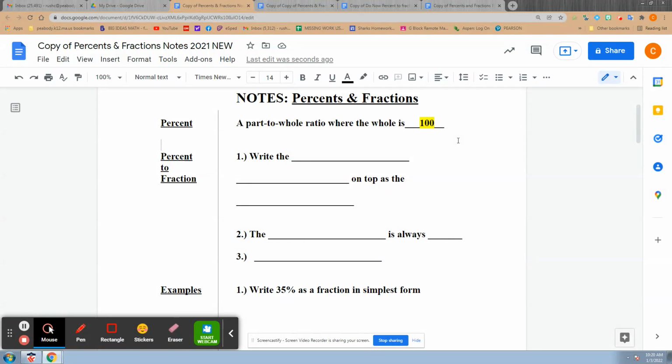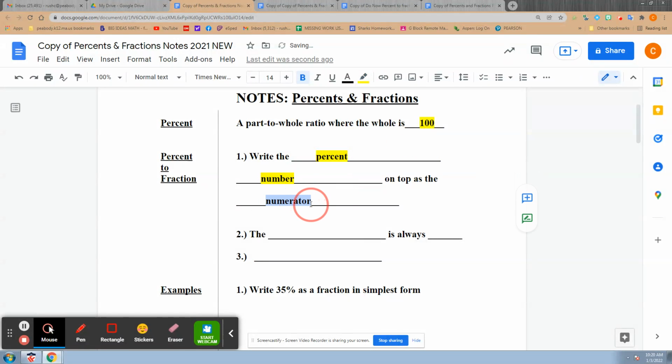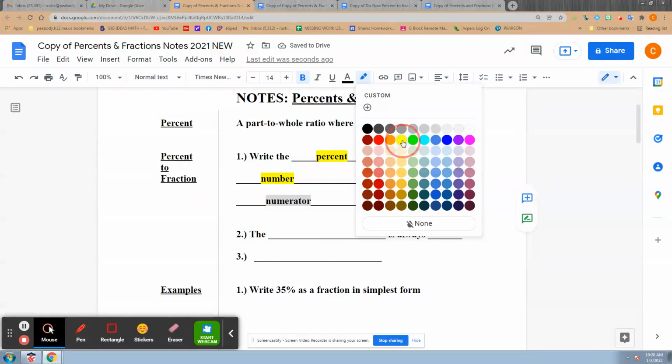Okay. So now we're going to learn how to go from a percent to a fraction. Step one, we write the percent number on top as the numerator. Because remember, the top number in a fraction is called the numerator. So whatever the percent number is, that will go on top of the fraction.